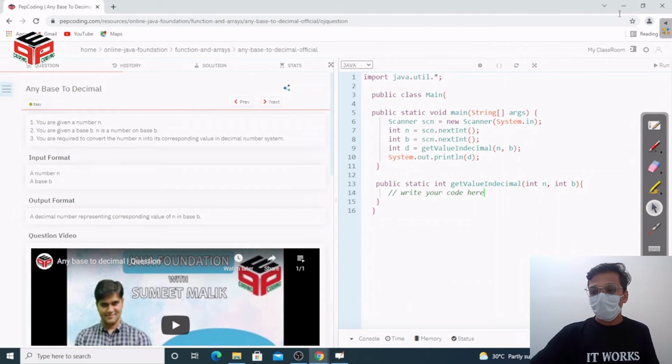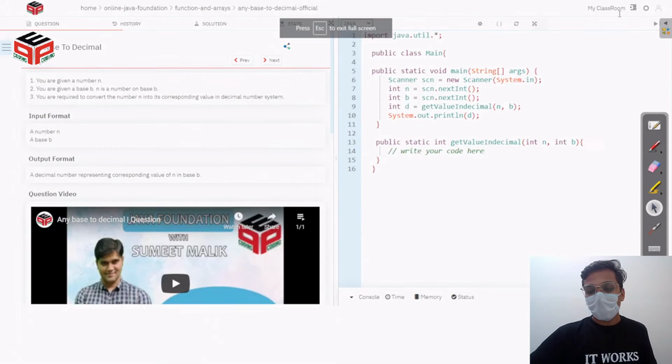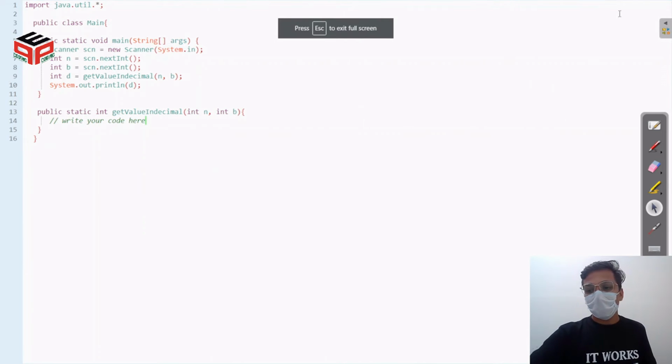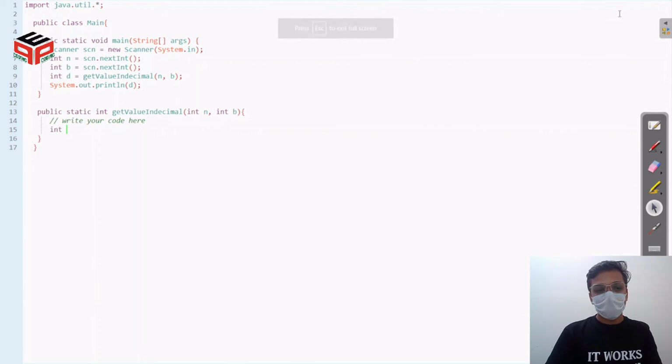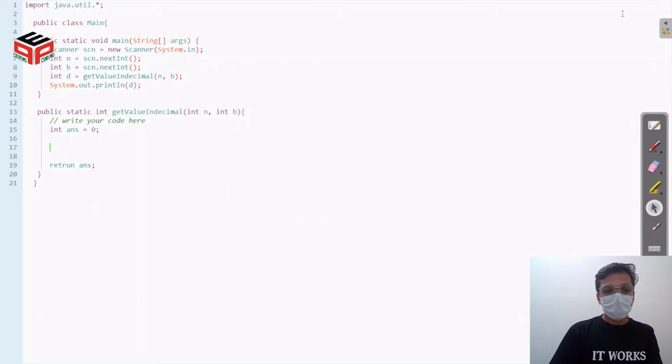So what we are going to do here is, we are taking one answer variable where our answer is going to be stored, and we are going to return this answer. Initially, we have to run a while loop until the number becomes equal to 0.